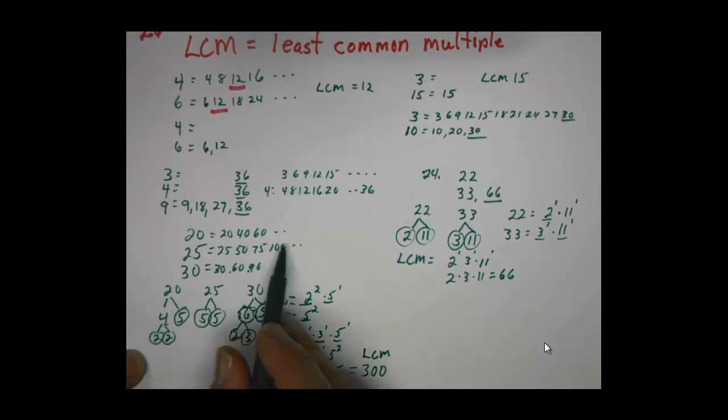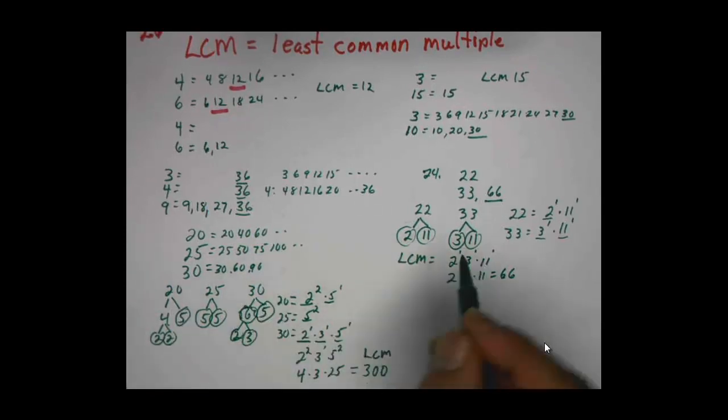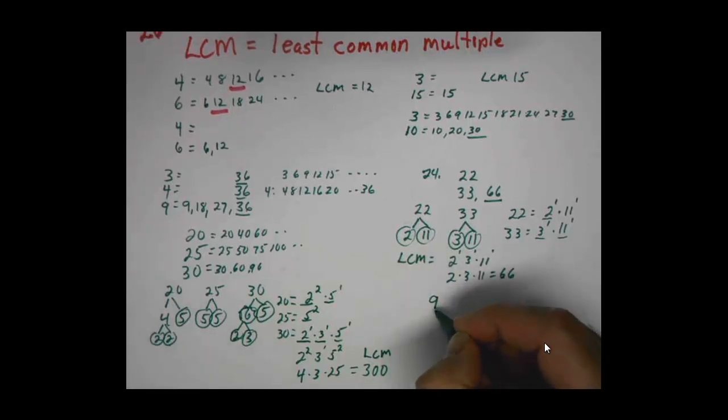Now that would have been kind of hard to do with this method. I mean, our rows would have gotten pretty long. It takes a little bit of time, but it's not too bad to do the prime factorization method, especially when you have multiple numbers and they're fairly large. Okay, let's do one more example of that. So let's do another 3-number one.